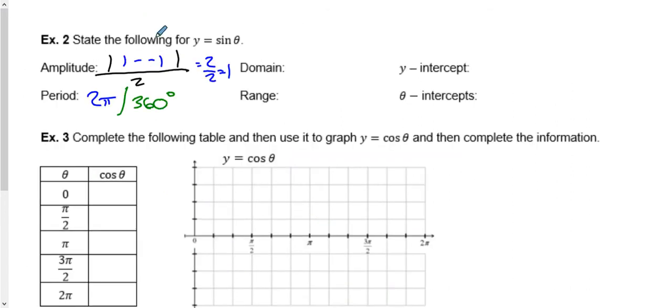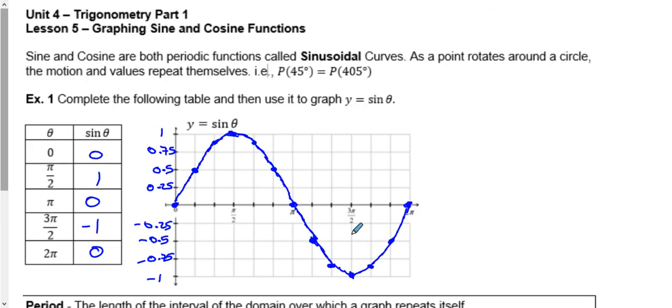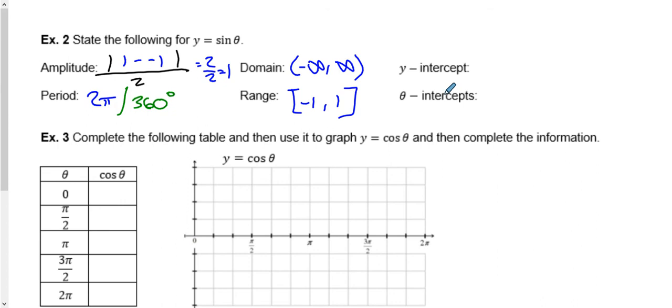So our domain, we could say it's between negative infinity and positive infinity, not including infinities. Range, the lowest and highest we went. The lowest we went was -1. The highest we went was +1. And we do want to include -1 and +1 because we do actually have values at those coordinates. So at +1 and at -1 we actually have values there.